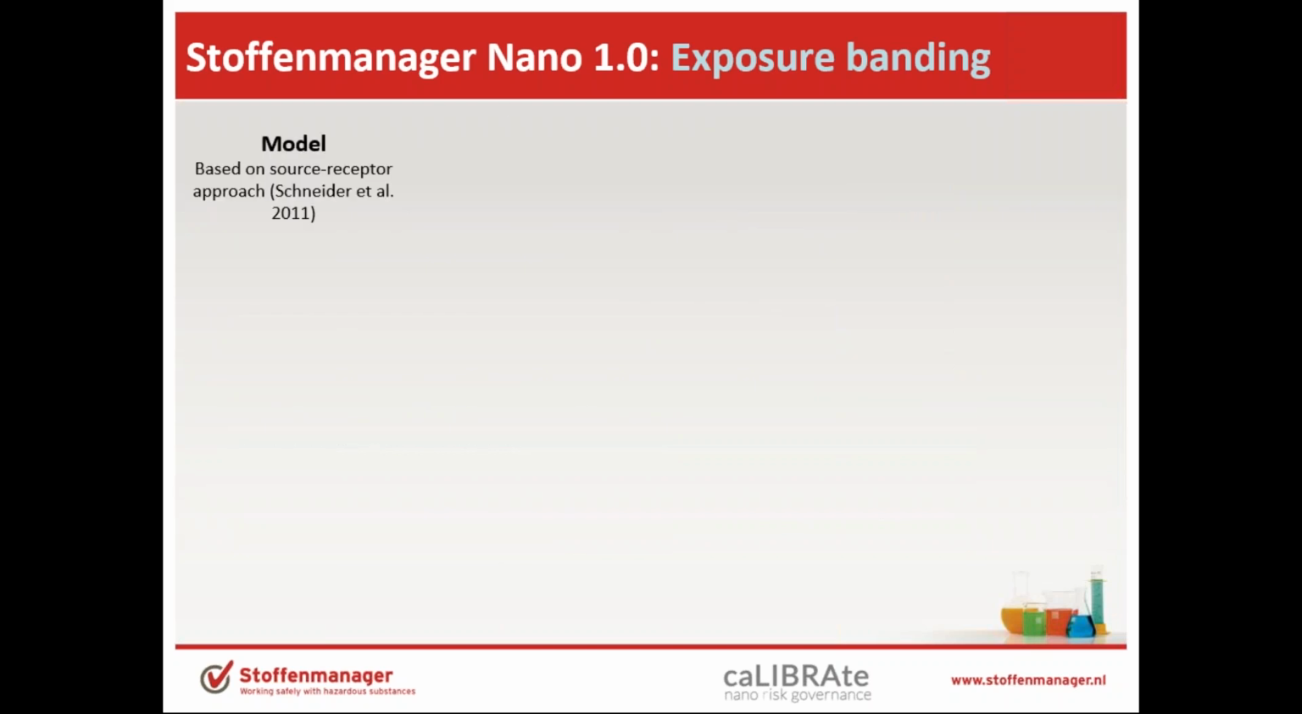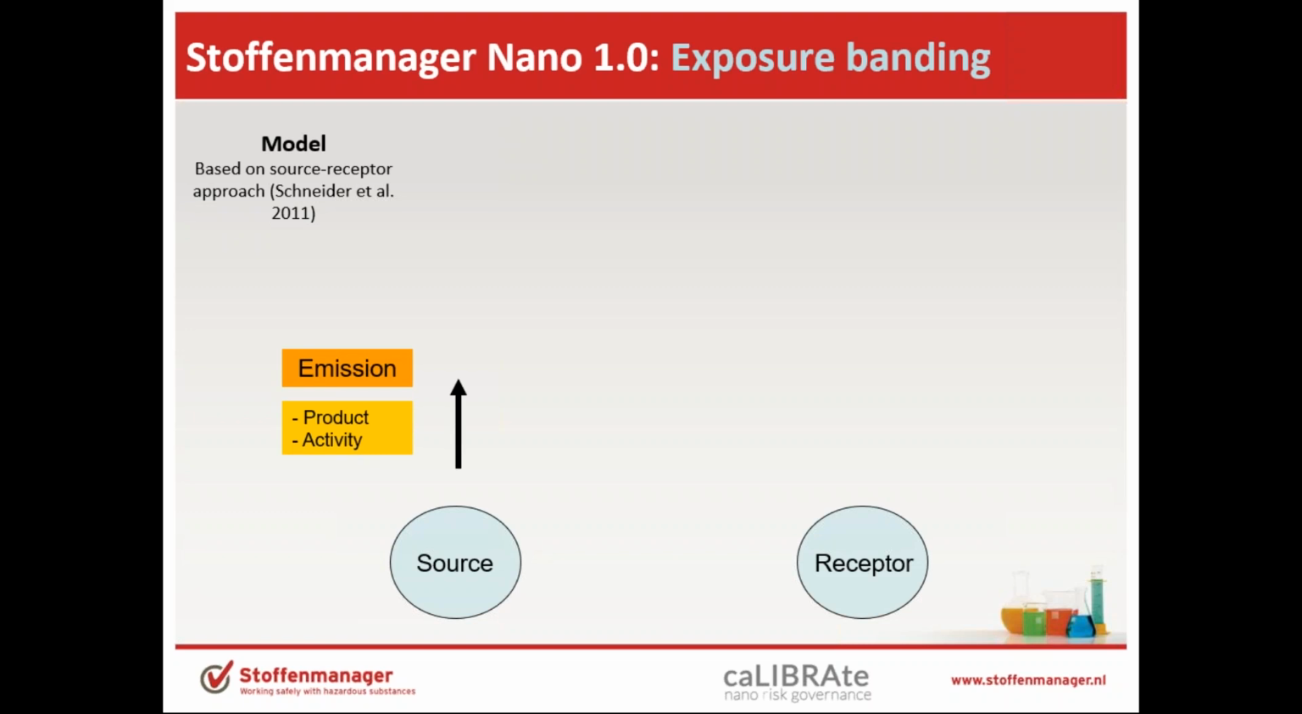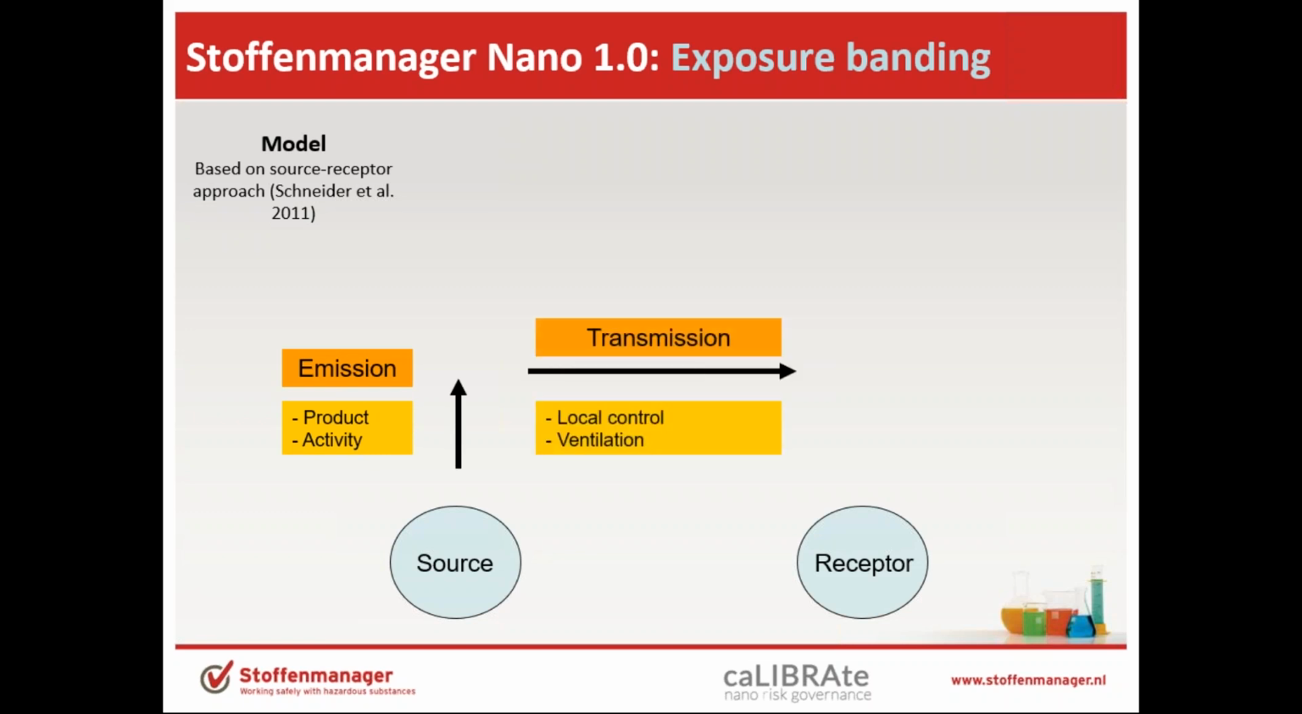The model is based on the source receptor approach, also developed by Schneider et al., which consists of a source and a receptor, where your source consists of the emission, which is dependent on your product and your activity. The transmission, so what happens when the material is airborne, which is influenced by your local controls and your ventilation present. And the emission, which is the worker, which is influenced by whether the worker is in a personal enclosure or whether he's wearing personal protective equipment.